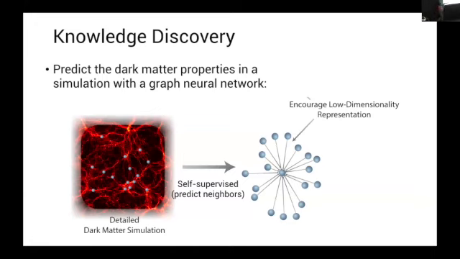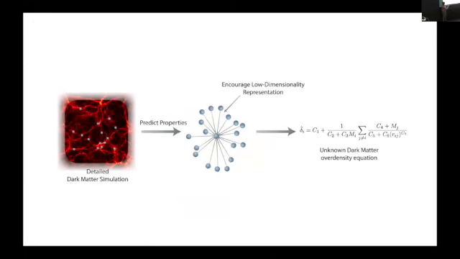A halo is a blob of dark matter, so we give it features like the total mass of this blob, the density, and so on. We were able to use the same framework to find this law. It's not really a law because it's not a perfect fit. It tells you this is strongly correlated with the overdensity of the center halo when you aggregate this equation over the neighboring halos.